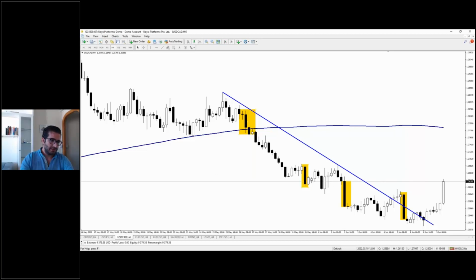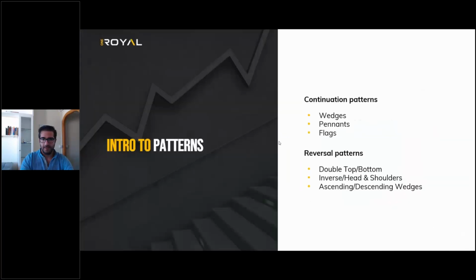Continuing with intro to patterns, there are 2 types of patterns. We have the continuation and the reversal patterns. So the continuation patterns, how it helps you in your trading. After a continuation pattern, so if you have a flag, you should expect that the market will continue in the main direction of the trend.